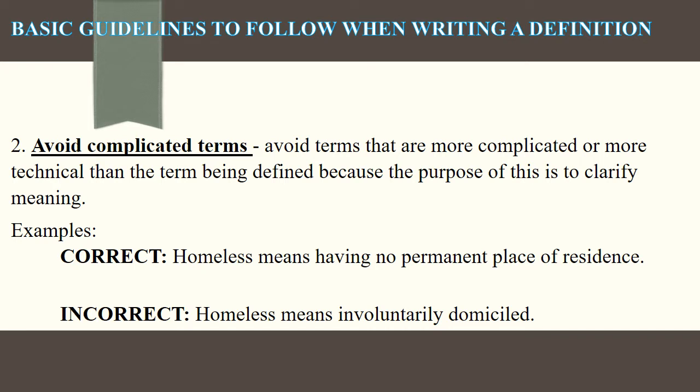The second guideline is to avoid complicated terms. Avoid terms that are more complicated or more technical than the term being defined, because the purpose of this is to clarify meaning. So when writing a definition, we need to avoid words that are more complicated than the word that we are trying to define, because we need to clarify the meaning of the word to our readers.